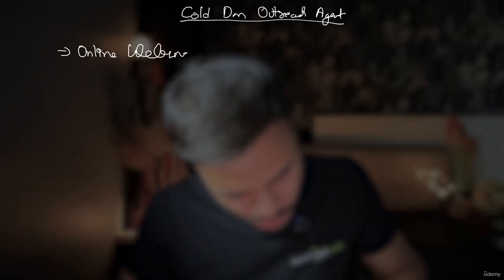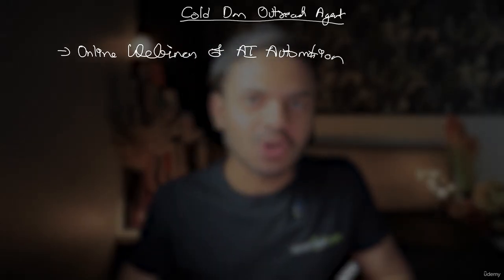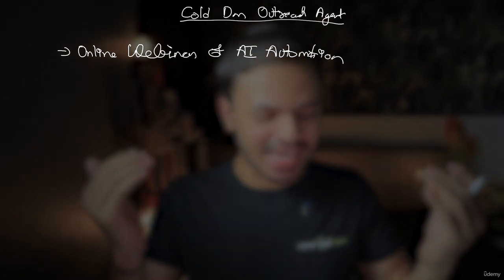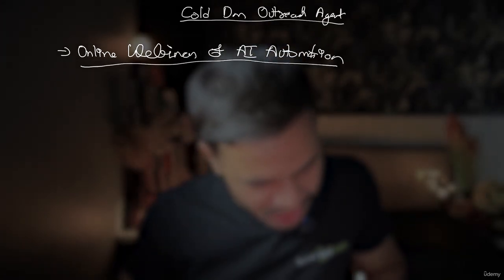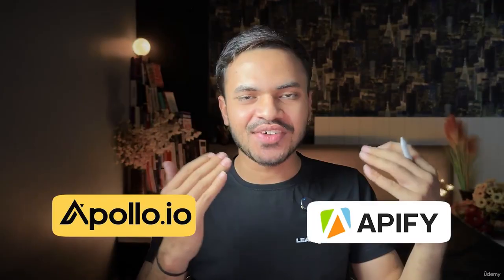In this example, let's say I am conducting an online webinar around AI automation. And I want to reach out to all the 500 top AI leaders in this industry. You can get this data from Apollo, Apify, whatever the ways that we have taught before in this lecture. I'm not going to show how you can source or scrape this data.